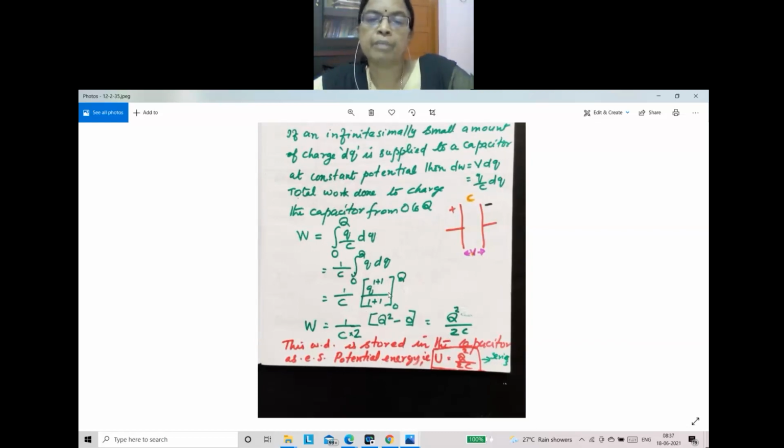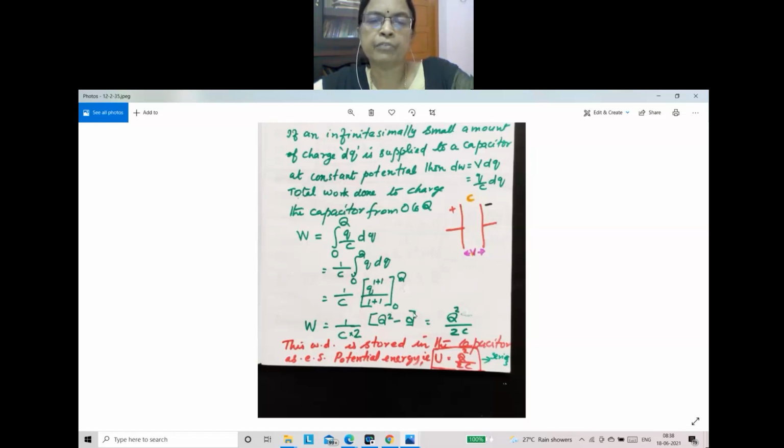That spring potential, in many places we have studied that derivation. Integral x raised to n dx is x raised to n plus 1 by n plus 1. We have studied this step. Q raised to 1, where the power is actually 1, becomes Q raised to 1 plus 1 by 1 plus 1, with limit 0 to capital Q. So 1 by C into, with 1 plus 1 equal to 2 in the denominator, Q raised to 2.